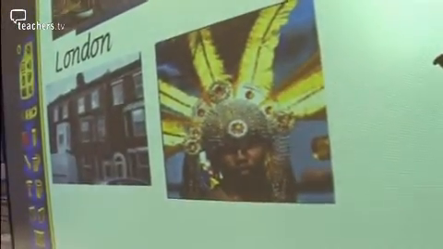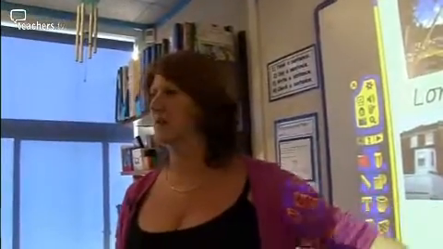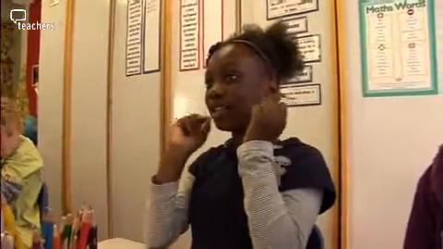Picture of the person in the headdress. Let's see, where do we think this is? Stephanie, where do you think this one is? In St. Lucia. Why do you think that's St. Lucia? Because it's more of like a parade-ish thing, and then in London they wouldn't really have much shiny things.